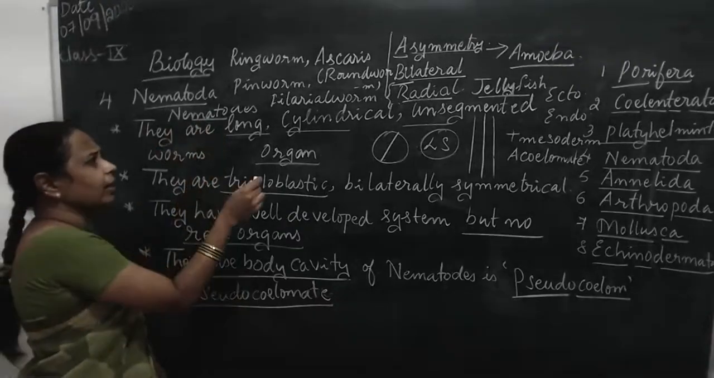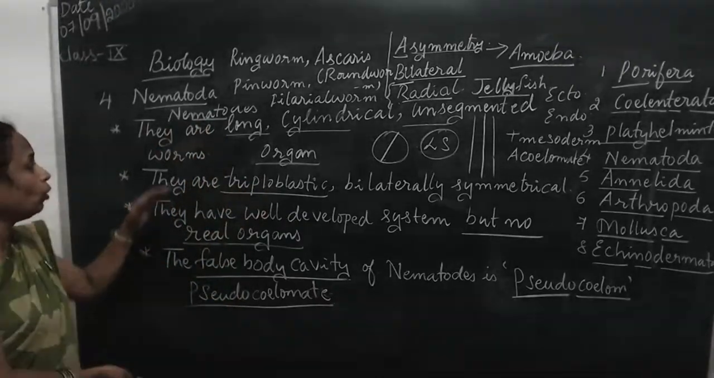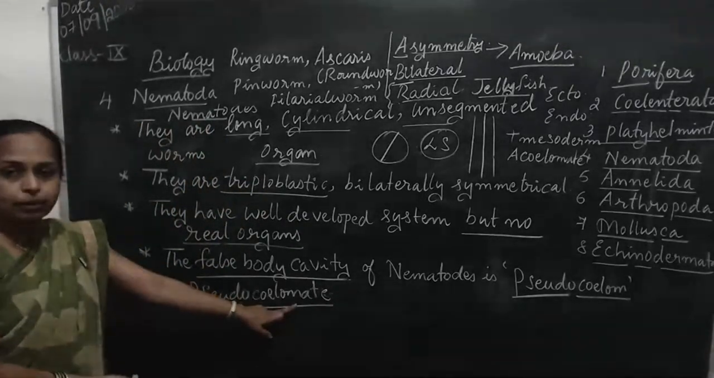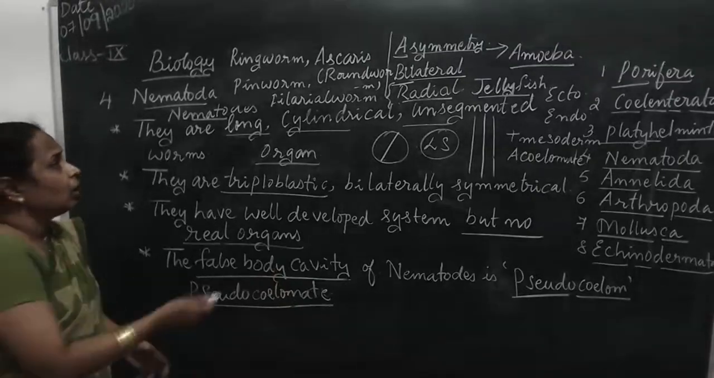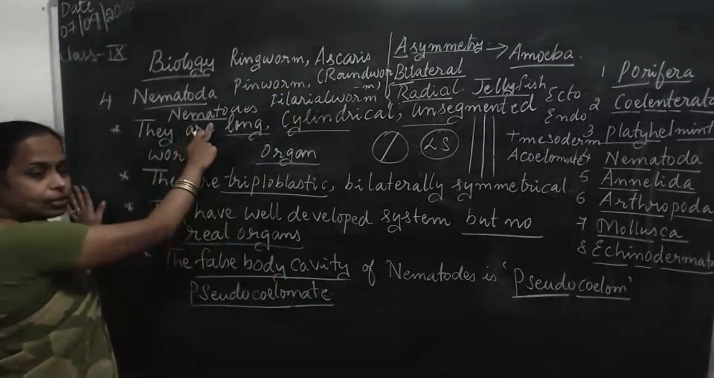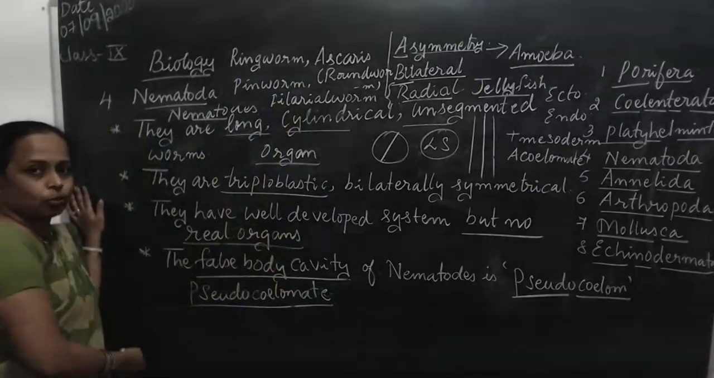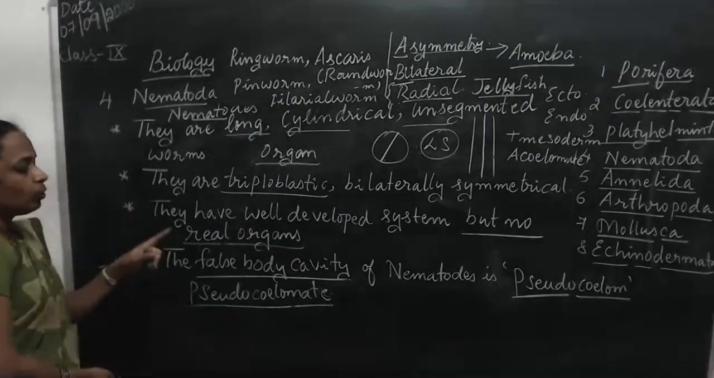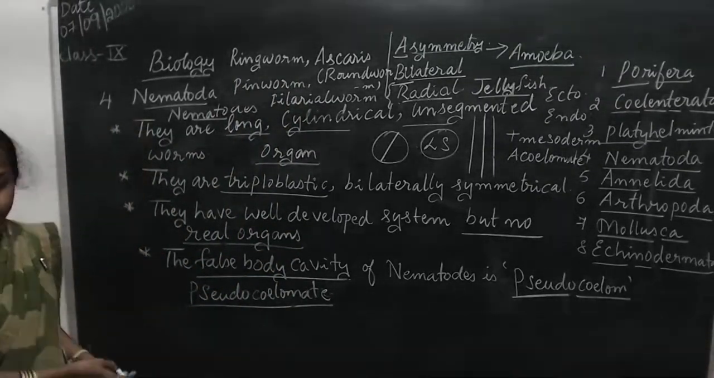So you can take any example, and when you're taking the example of Nematoda, then you will use the word pseudocoelomate. All these examples belonging to nematodes are termed as pseudocoelomates. Is it clear? So that was regarding the body cavity.